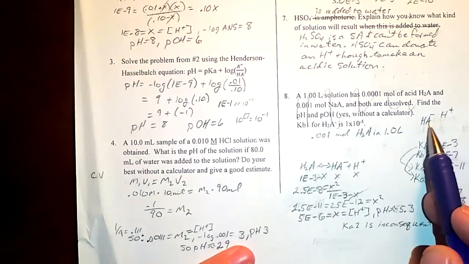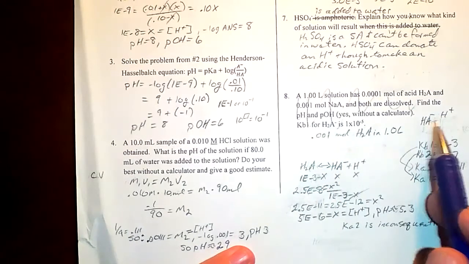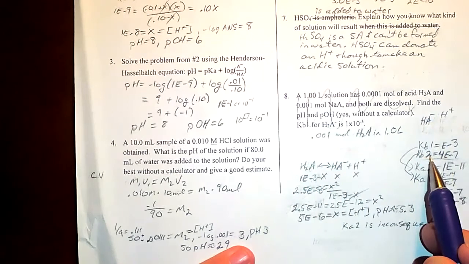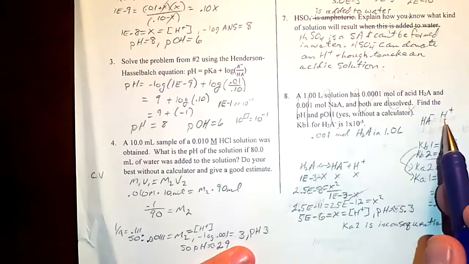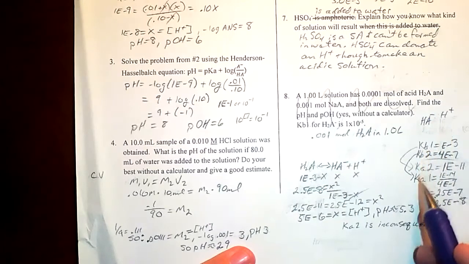So if this comes on, it's the second one on, right? So that relates to Kb2, the second H coming on. However, if it leaves, it's the first one going, which means that it relates to Ka1.